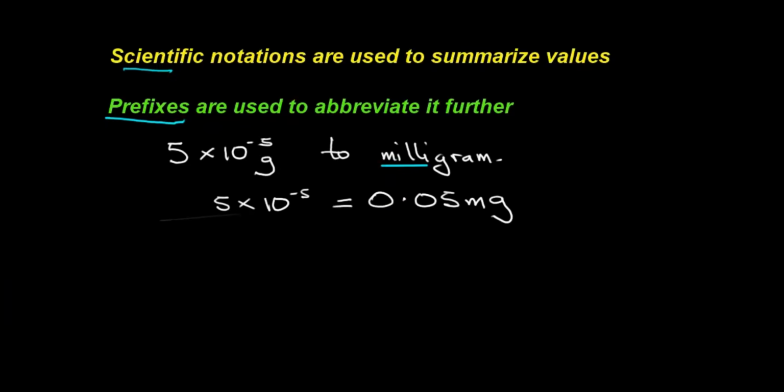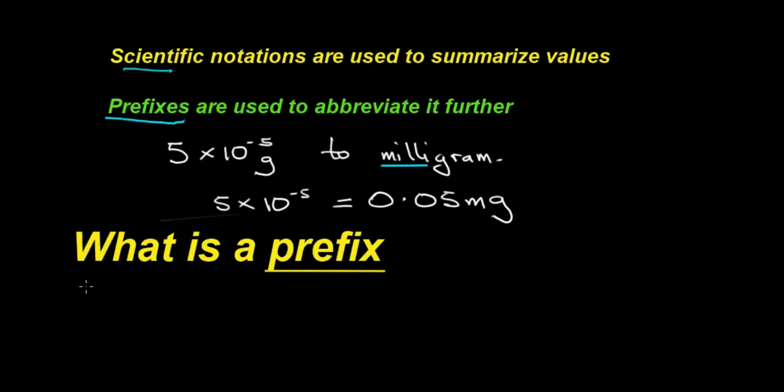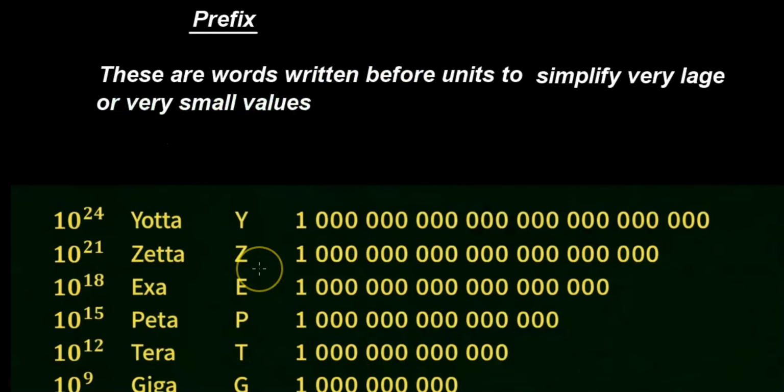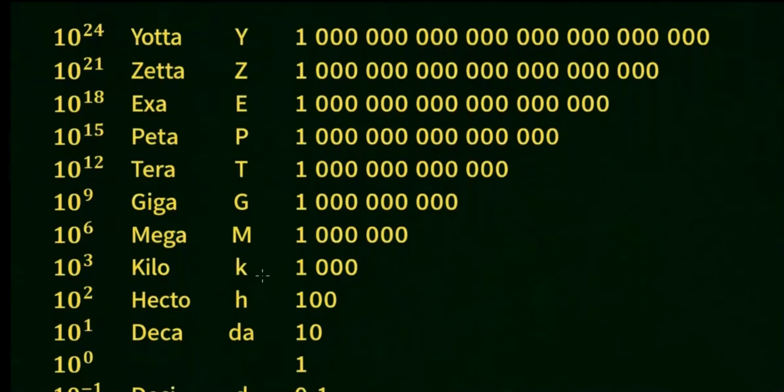So with this example, our 5 times 10 raised to the power negative 5 can simply be written as 0.05 milligrams. That being said, what is a prefix? And this milligram thing, what is it at all? A prefix is simply a word which is written before a unit to simplify them, as simple as that, to make it look simpler. We have several of these prefixes here. The exponent determines the value.